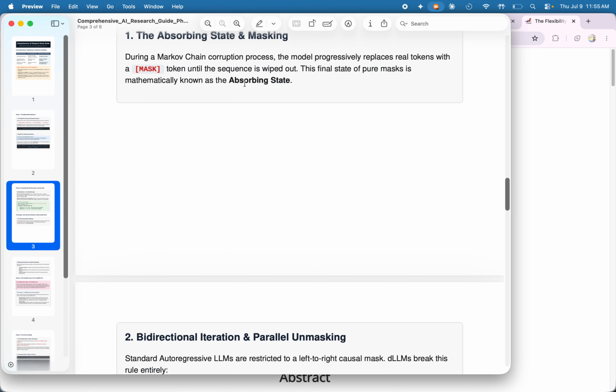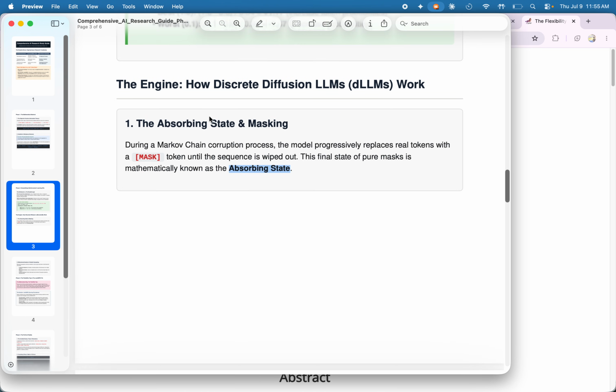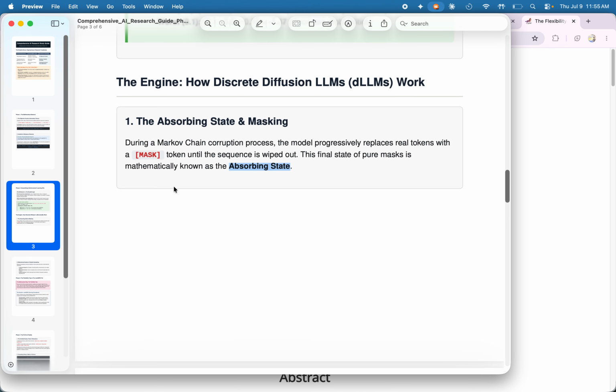So when all the states are masked, that's called the absorbing state. We start from the absorbing state where all the words are masked, and then we go through iterations where we keep unmasking the words arbitrarily across the sentence, not just from left to right. So they basically use the absorbing state, and the technique they use is called a Markov chain. We corrupt all the words in the sentence.